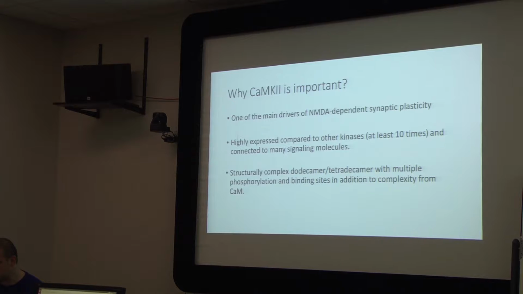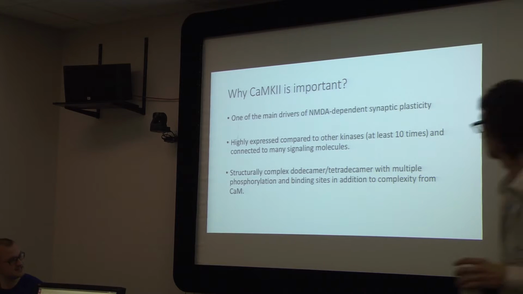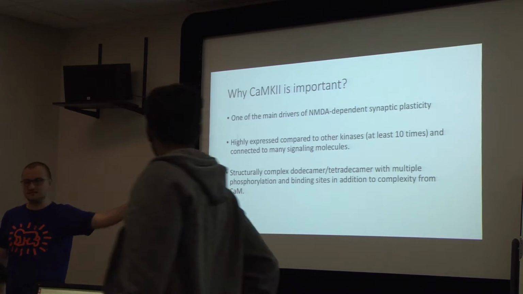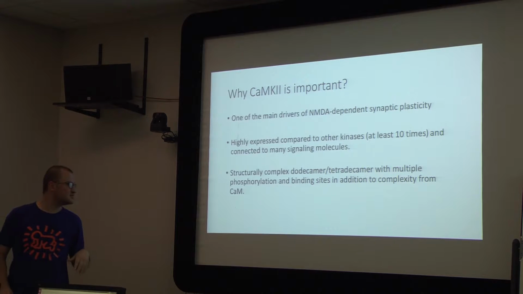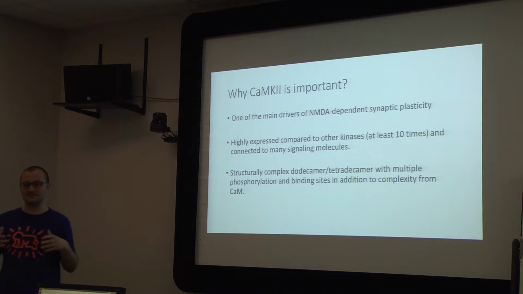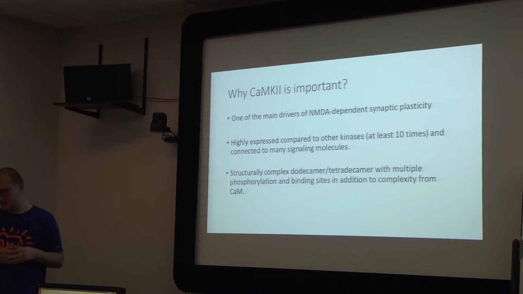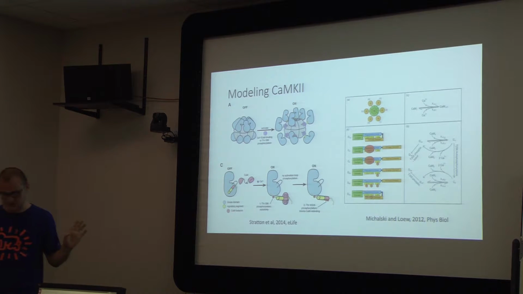And more specifically, it's structurally very complex. It's not like the kinase or phosphatase as we talked about in the morning session. It's a kinase with 12 subunits. It's a dodecameric kinase. And actually, there are some new studies showing that it could be in tetradecameric form. And it has multiple phosphorylation sites, and then it has binding sites for calmodulin, et cetera. So it's quite a complicated molecule for the modeling. So this is the way that we approach the CaMKII.